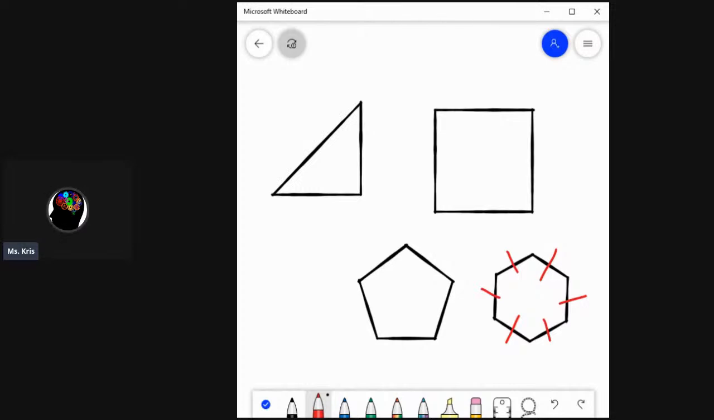Any questions on the polygons that we've mentioned?